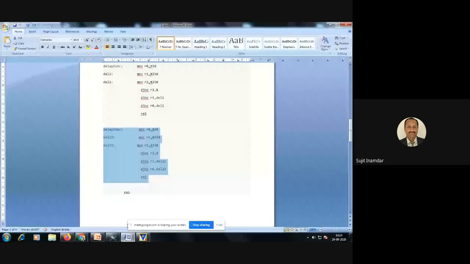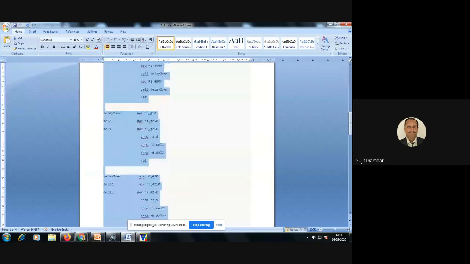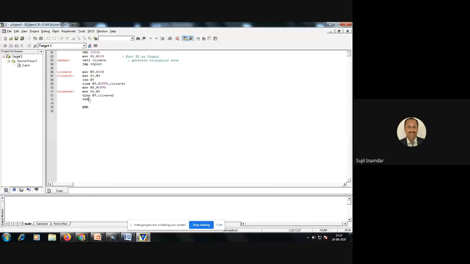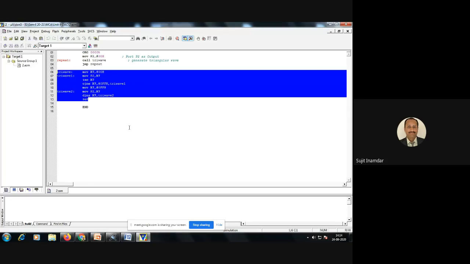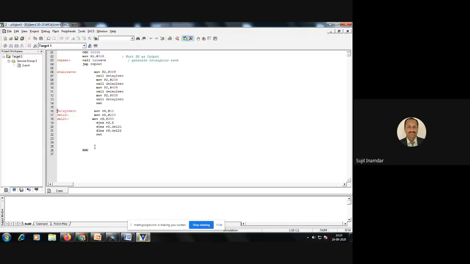Okay, it opened now. So we will copy the code for staircase, and I will replace the triangular wave with that. This is the additional delay routine. Delete is required, and the program is in front of you now. If you have given attention, this is what I have replaced: the triangular code by the staircase code.